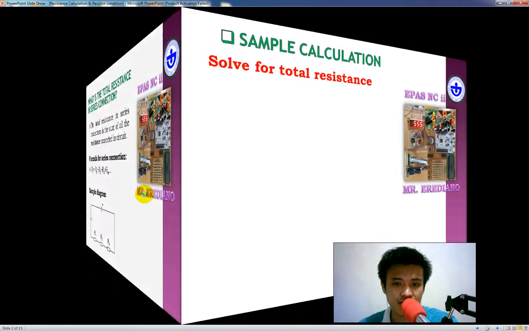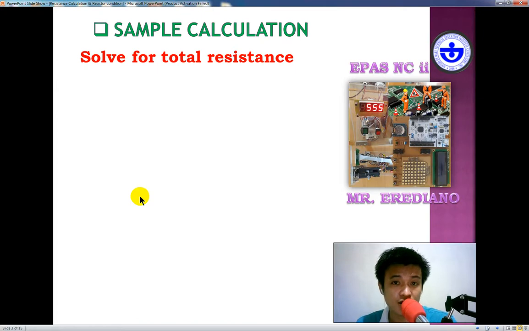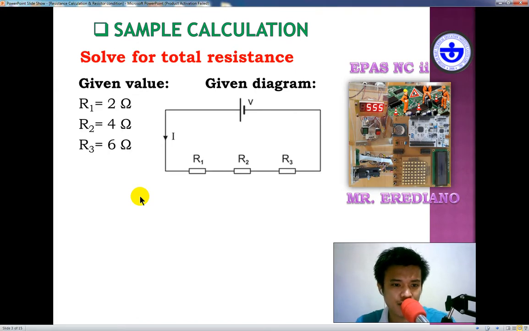So let's have an example. Let's solve for the total resistance. These are the givens. R1, according to the given, is equal to 2 ohms. R2 is equal to 4 ohms. Then R3 is equal to 6 ohms. Then we have the given diagram, which is the diagram of these three resistors, accurately connected in series.